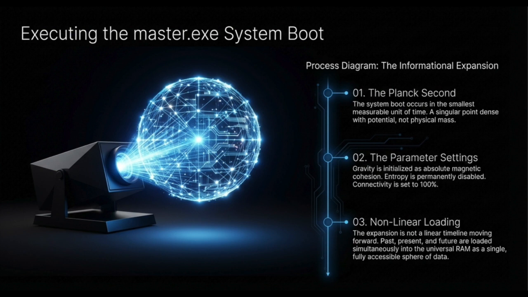According to the Tier 0 blueprints, the gravity setting was incredibly high, but not gravity in the sense of pulling an apple to the ground. It wasn't a downward force. Right, this was magnetic cohesion, meaning the force keeping all this new information perfectly together was absolute. But the entropy setting, entropy was turned completely off. Which is the ultimate game changer. No entropy means no decay. There is no loss of energy, no aging, no eventual heat death of the universe. It is a perpetual, self-sustaining system.